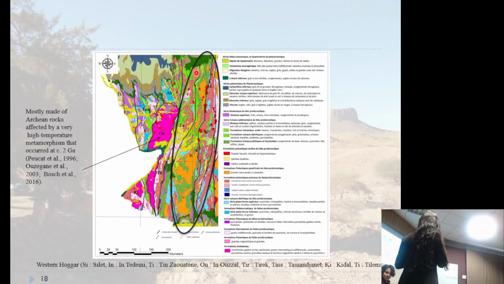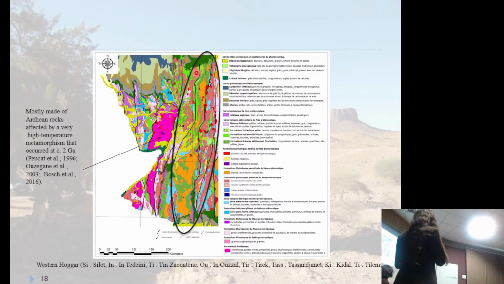The next thing is that what you see in pink is a very special terrain because it's the only terrain in the Hogar that is completely or mainly Archean. In the rest of the Hogar you may have relics, but here it is entirely made of Archean, and it's mostly affected by high temperature metamorphism. A lot of people love to work there because it's easy access, and it has always been very interesting and curious. So we have a lot of study there, which is good.